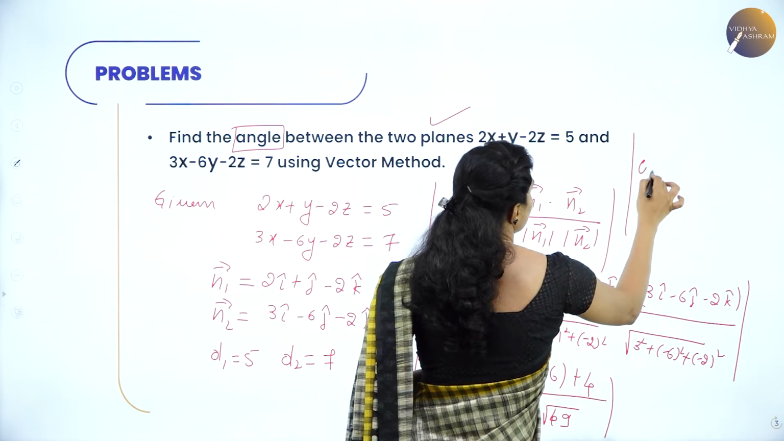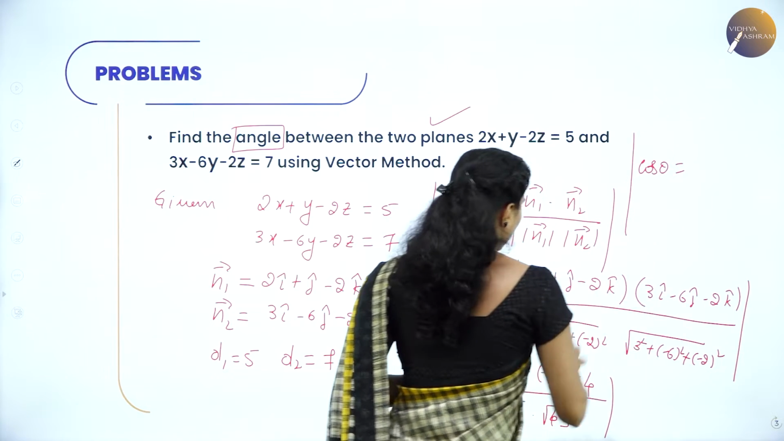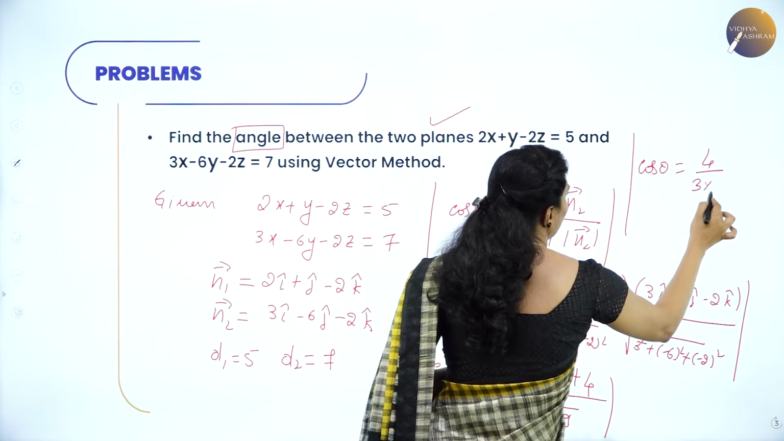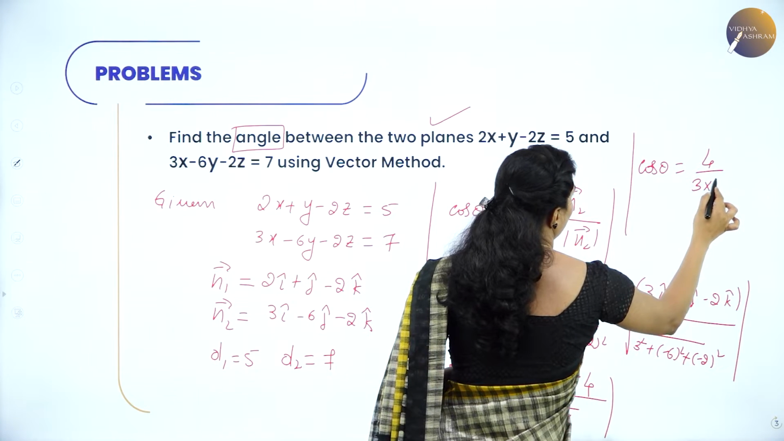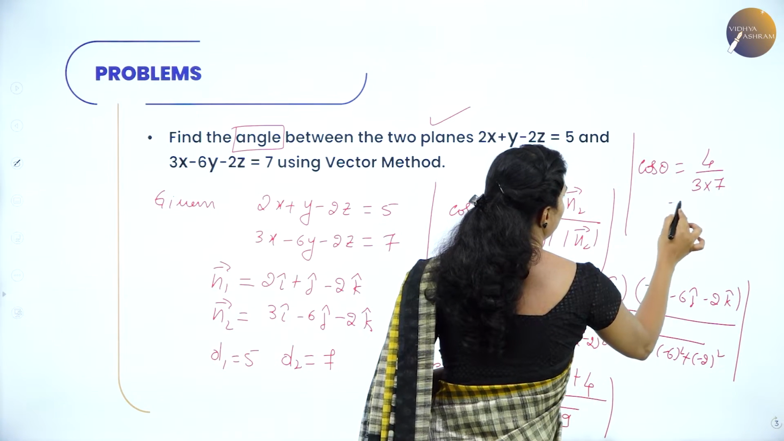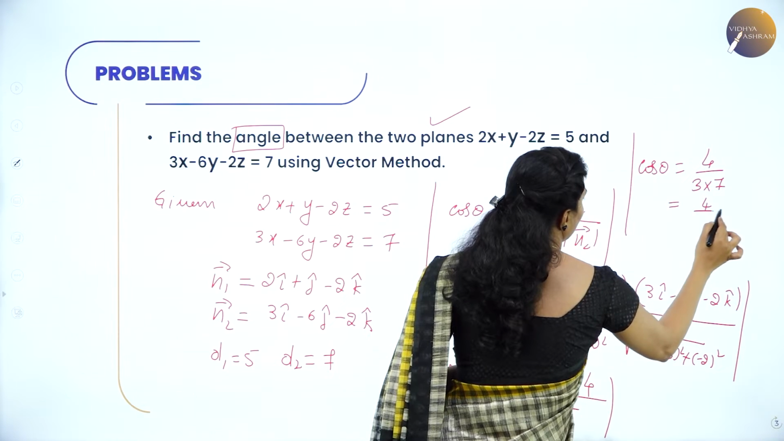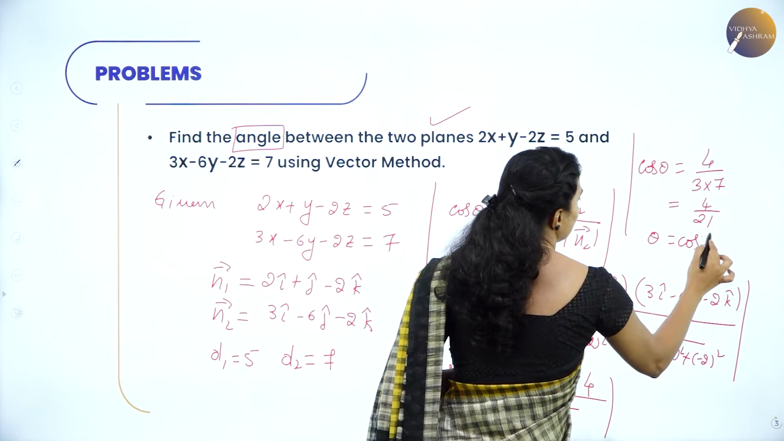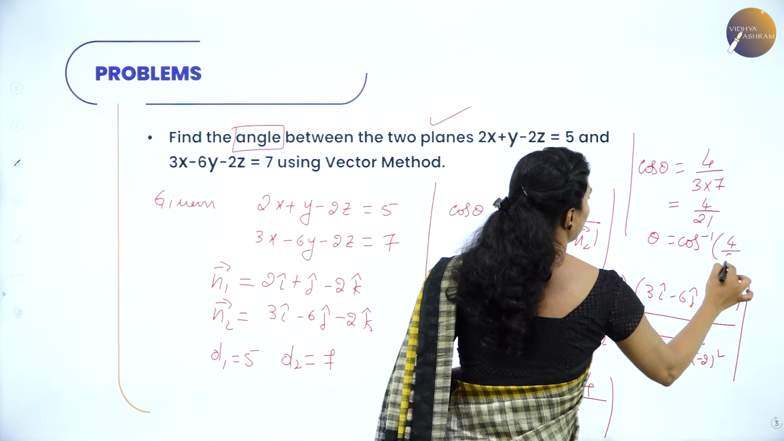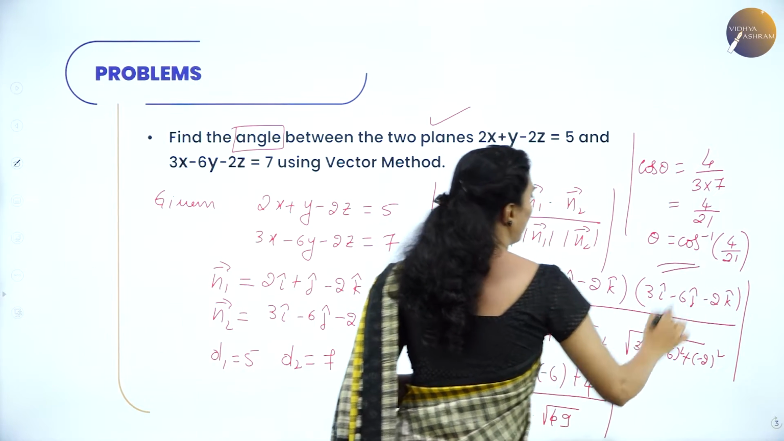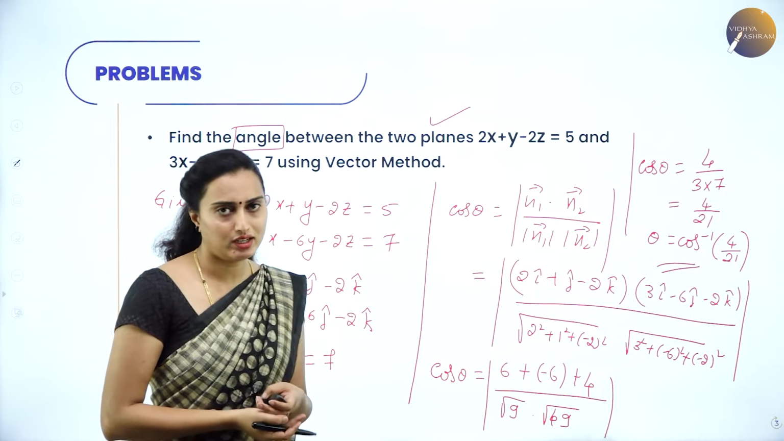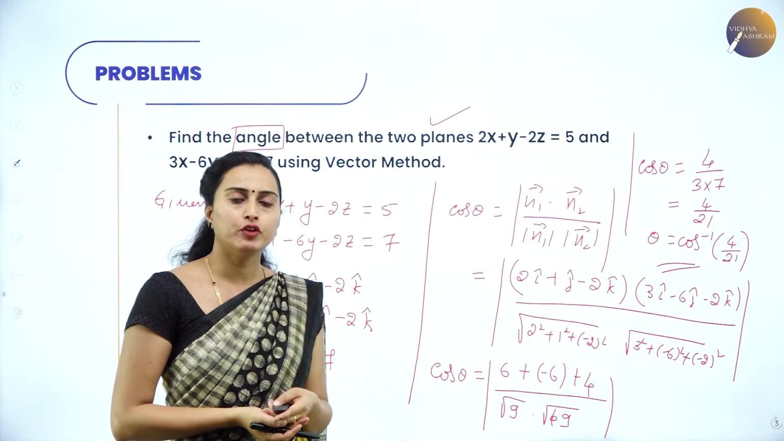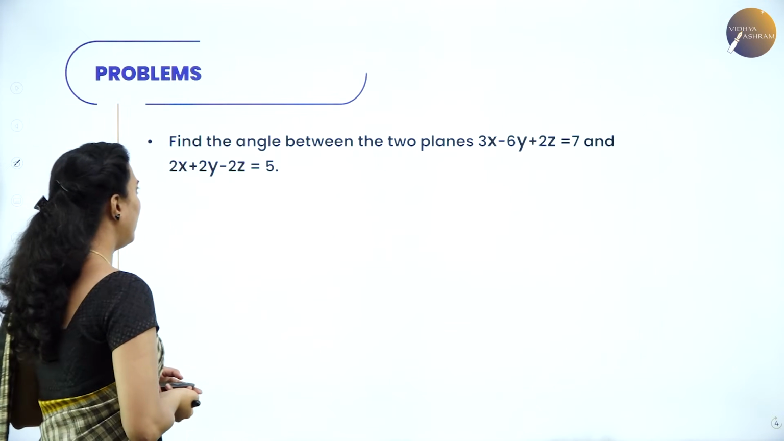Let me calculate this. So plus 6 minus 6 will go. Therefore, cos theta is equal to 4 divided by under the root 9, which is 3, into under the root 49, which is 7. So cos theta is equal to 4 divided by 21, or theta is equal to cos inverse of 4 divided by 21. This is what you are going to find out by the vector method. Understood? Now we'll be moving on to the next problem they have given.